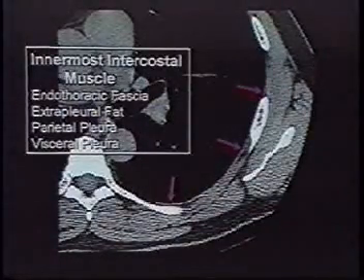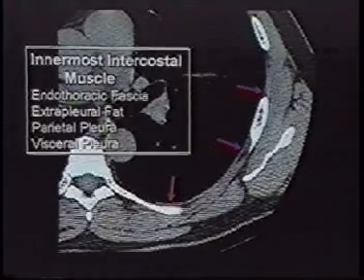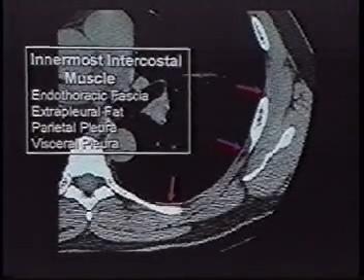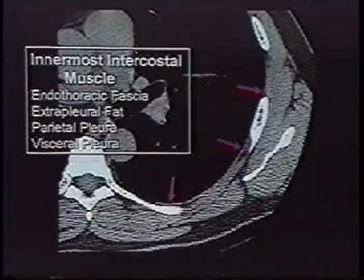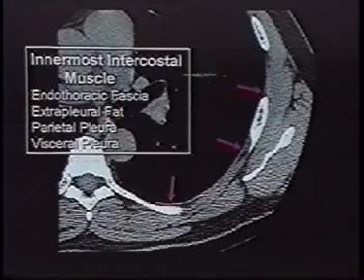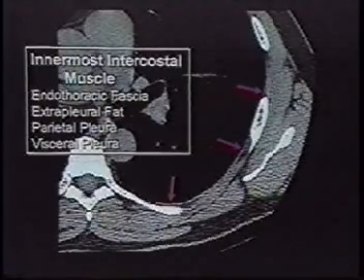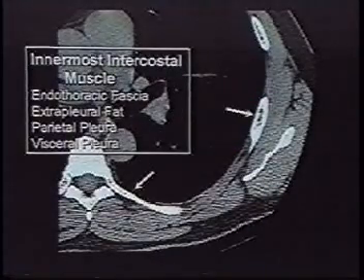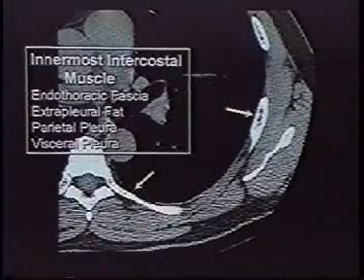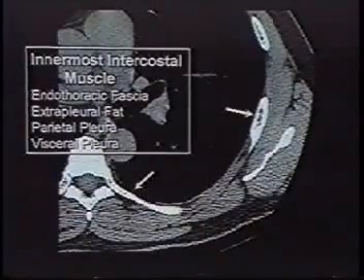On CT, these structures are represented by a thin soft tissue stripe in the intercostal spaces. The innermost intercostal muscle accounts for the majority of thickness of this density, but it also includes the thickness of the endothoracic fascia, extrapleural fat, and the two layers of the pleura. And because the innermost intercostal muscle is discontinuous over the ribs and also in the paravertebral regions, this soft tissue density is normally also discontinuous over these areas.